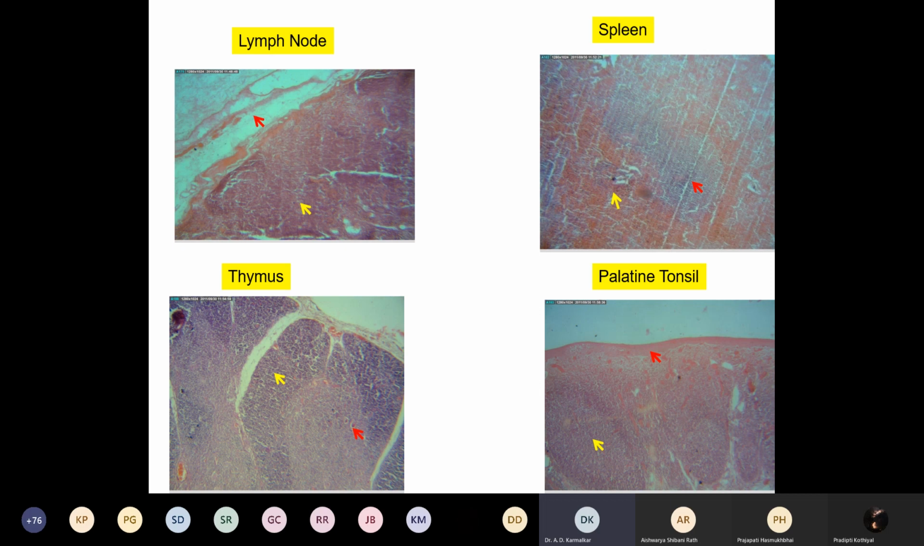I have shown the red arrow in the lymph node, showing the subcapsular space, and yellow showing the cortex. In the thymus, yellow shows the cortex and red shows the medulla. In the medulla, it shows the Hassall's corpuscles. In the spleen, yellow shows the red pulp, and the red arrow shows the white pulp. And in the palatine tonsil, you can see red showing the stratified squamous non-keratinized epithelium, and yellow underneath it showing the lymphatic nodules.